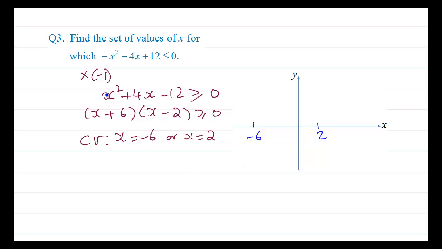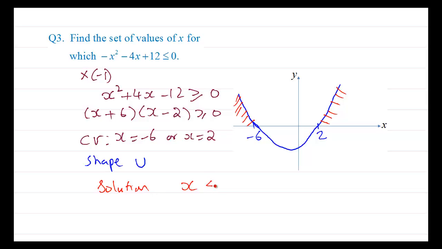Now because here the coefficient of x squared is positive, the shape is a happy face. Now let's sketch a curve. Now again, the sign says greater than or equal to, so we shade above the x-axis. So we get a solution. x is less than or equal to minus 6, or x is greater than or equal to 2.